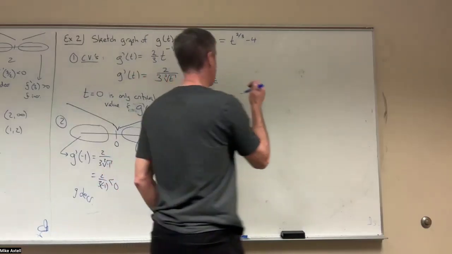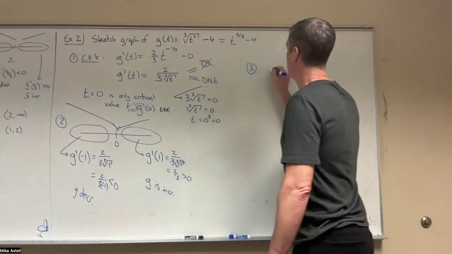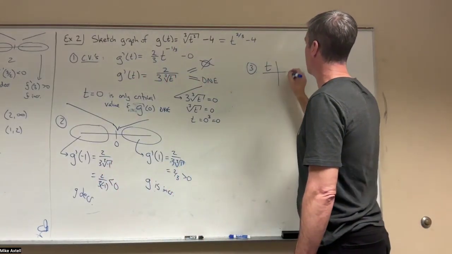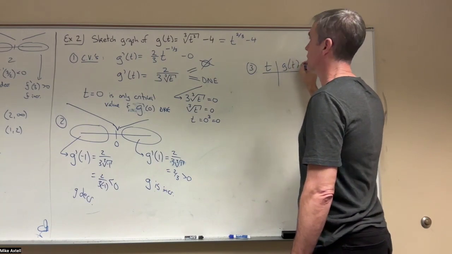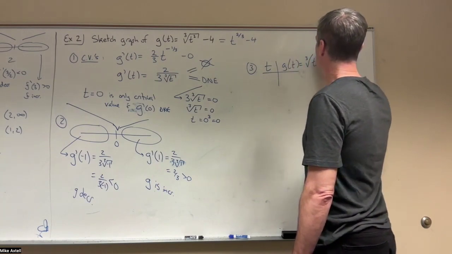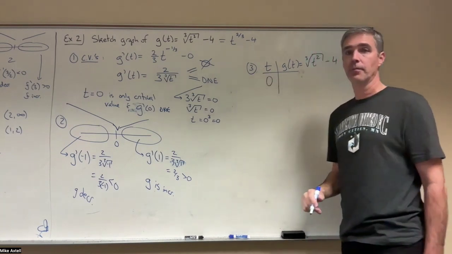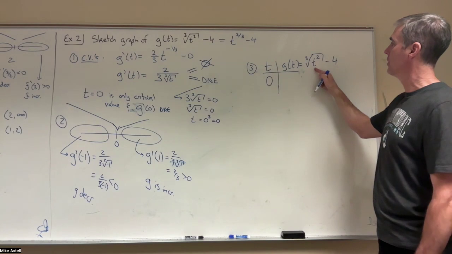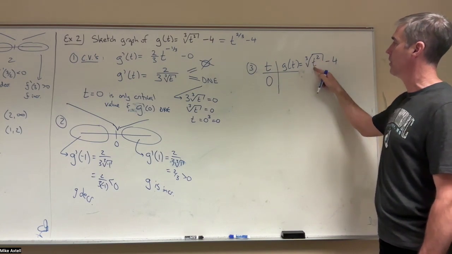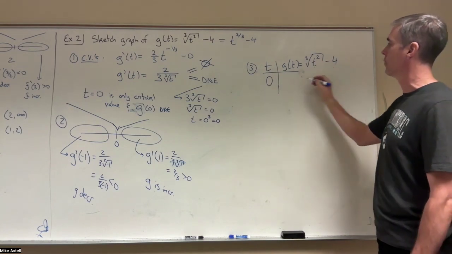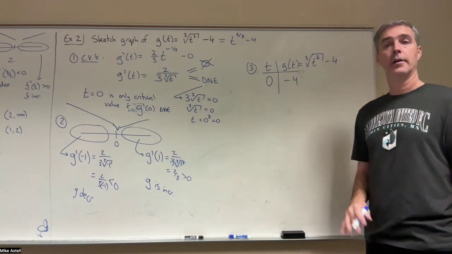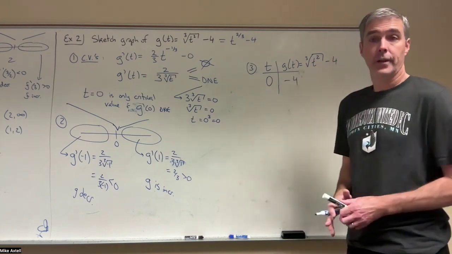So let's plot that critical value. So I've got t, I've got g of t. This was the original cube root of t squared minus 4. I'm going to plot t equals 0. So if I plug in 0, 0 squared is 0. The cube root of 0 is 0. So all that 0 minus 4 is a -4. Okay. All right. So the graph.